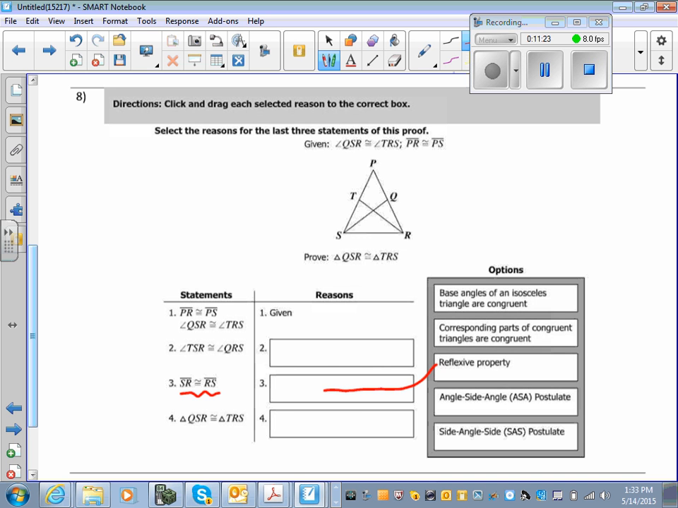Now, they're talking about TSR. TSR, which is this angle, is congruent to QRS, which is this angle. So, is it base angles of an isosceles triangle? Or corresponding parts of congruent triangles? Those are the two reasons. So which one would you pick?